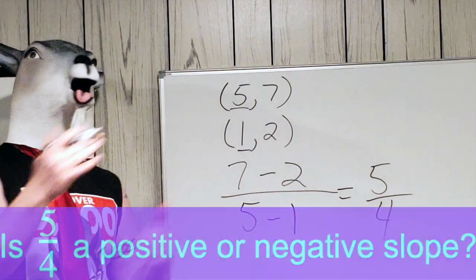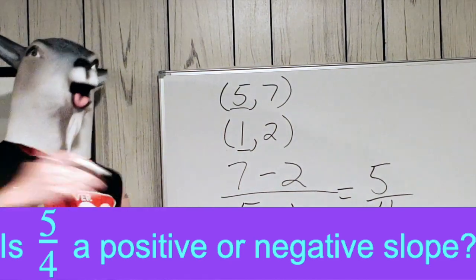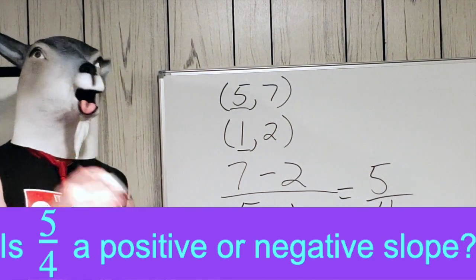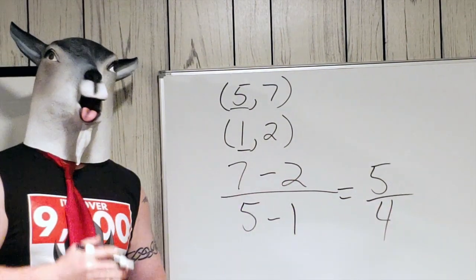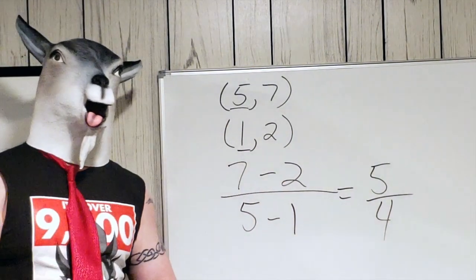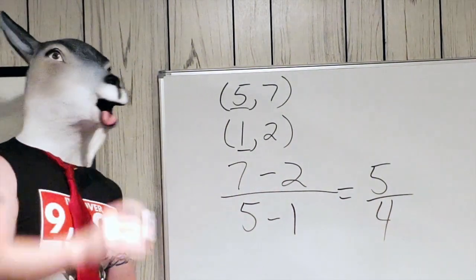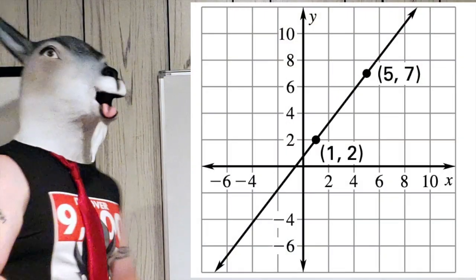So now they want you to tell them, is the 5 over 4 a positive or negative slope? First of all, look straight at it. 5 over 4 is positive right there. So if that's positive, it's a positive slope. Now look at the line graph. See where the arrow's going? It's going up and to the right.